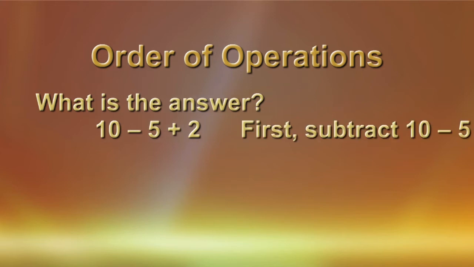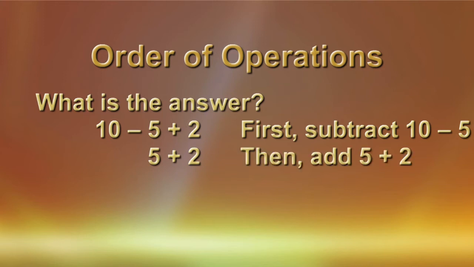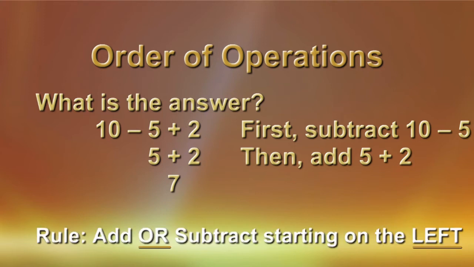Well, first, we subtract. We subtract 10 minus 5. And that gives us 5. And then we do 5 plus 2. And that gives us 7. And the rule is add or subtract starting on the left.